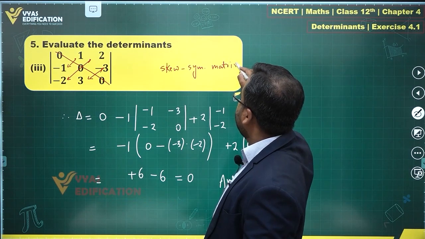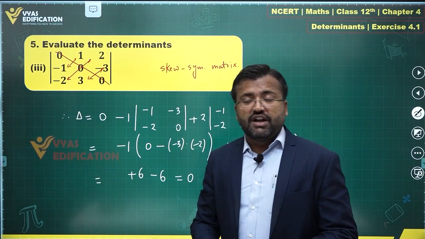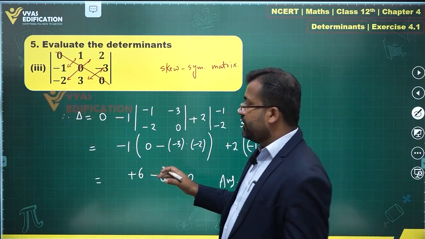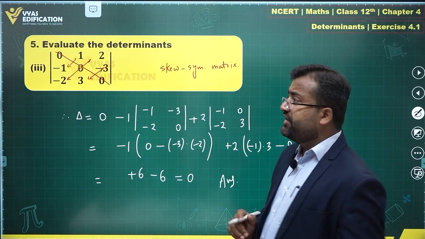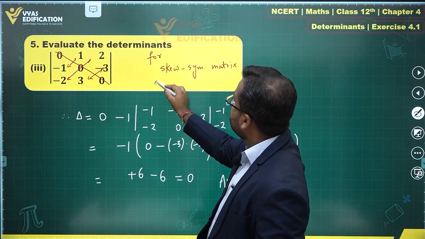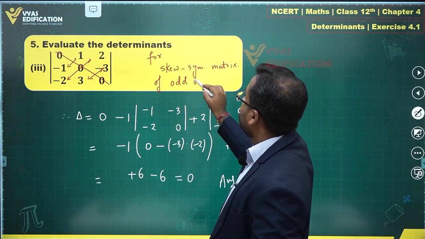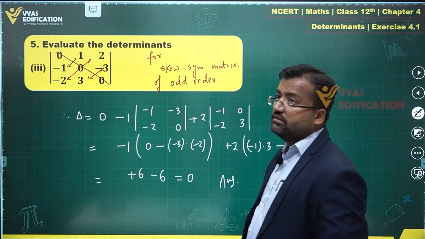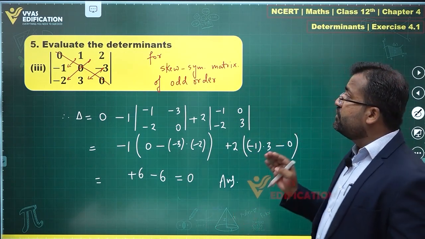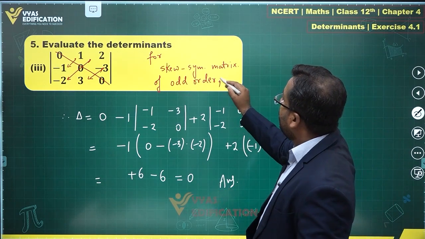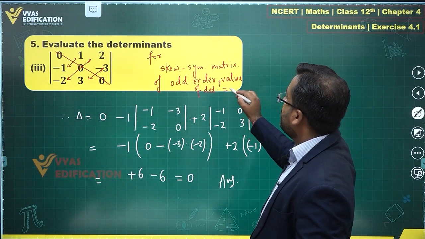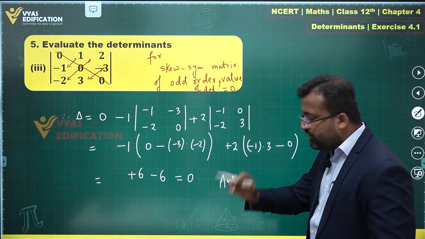Now for a skew symmetric matrix, when we are taking a determinant, the value for some particular skew symmetric matrices is always 0. What's the special thing about such matrices? Please observe, for a skew symmetric matrix of odd order, mind you, odd order would imply order 3, 5, 7 and so on, the value of the determinant is equal to 0.